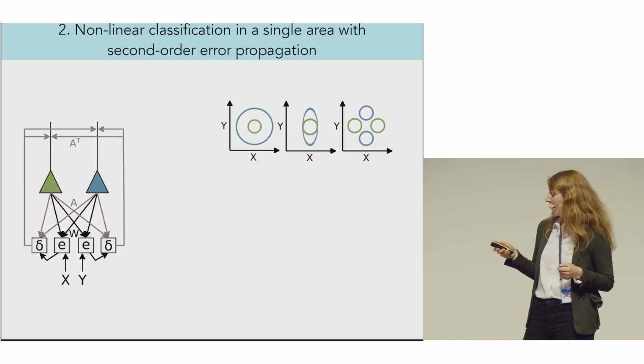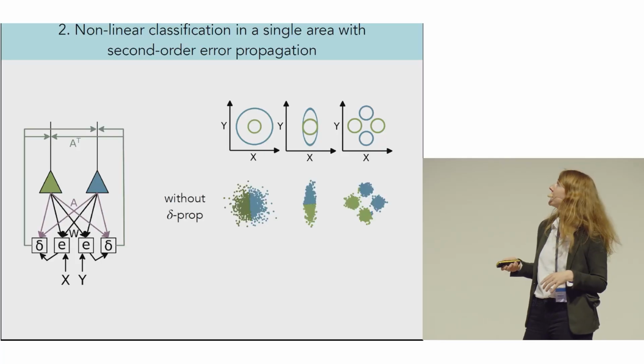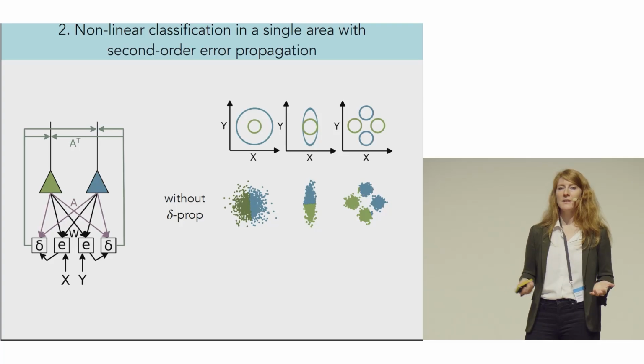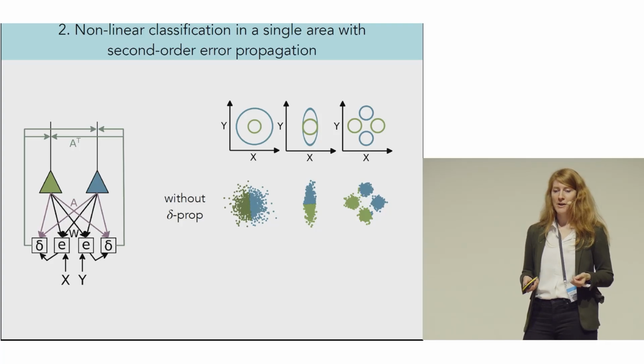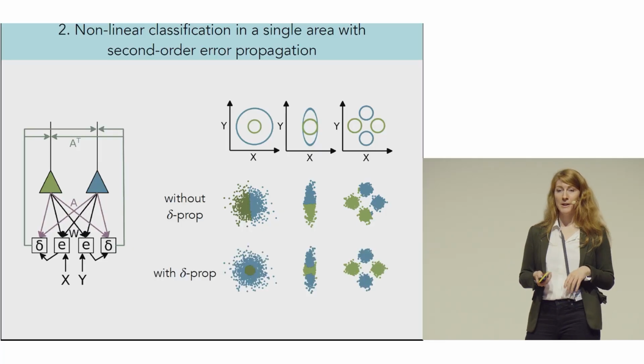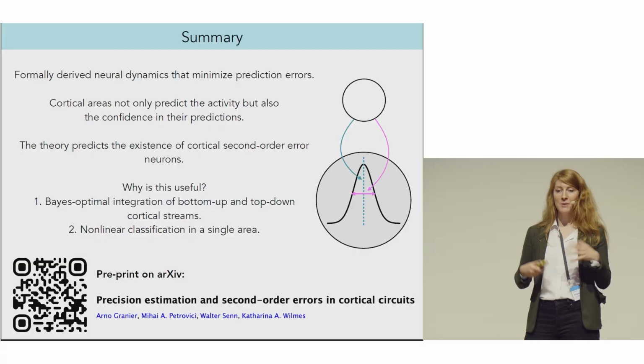And then we can see that if we do not propagate the errors, the simple network cannot solve this problem because it's not linearly separable. However, if we introduce the delta prop, so the propagation of second-order errors, we can classify these points quite well. And with this, I would like to summarize.